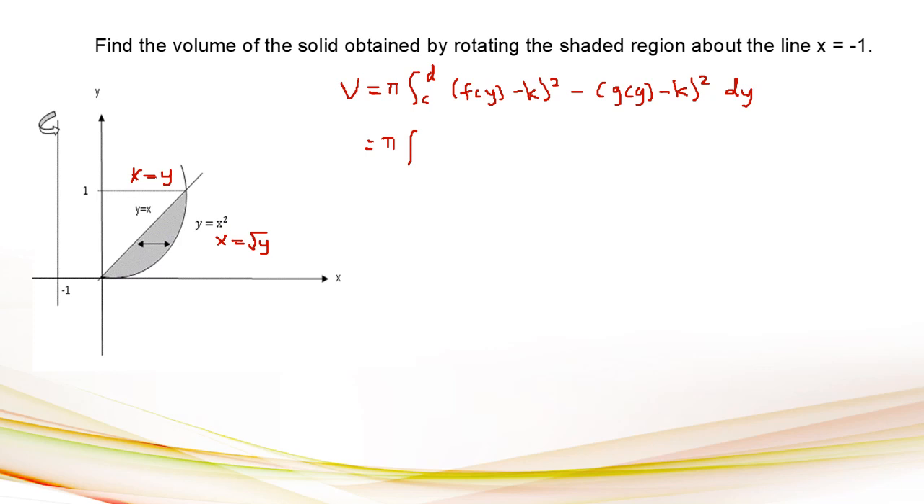So our formula V is equal to integration from c to d. We look at our region from 0 to 1 on the y-axis, and then f(y) is the function at the right side, that is square root y, square root y minus k. K is our axis of revolution, which is -1. So k is -1, squared, minus g(y). g(y) is the function at the left side, x equal to y. So y minus k, our axis of revolution -1, squared dy.